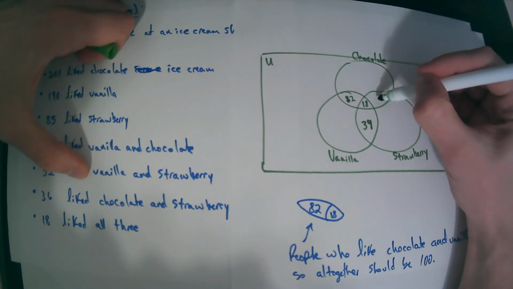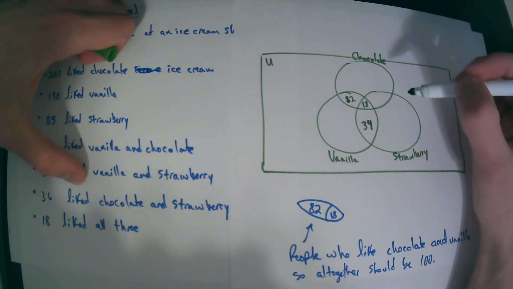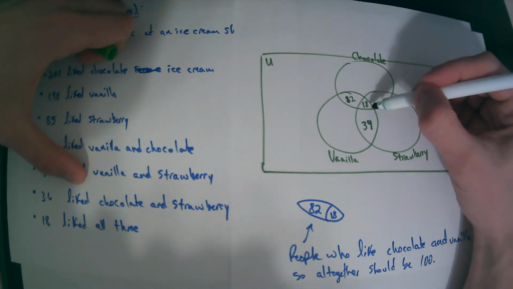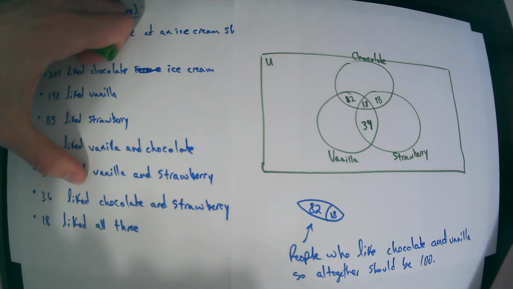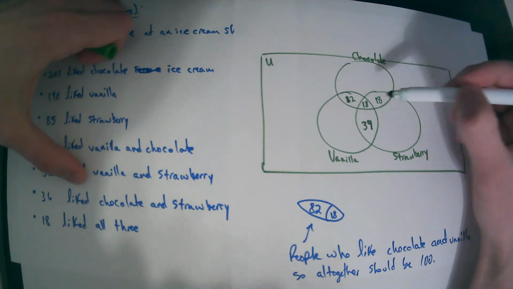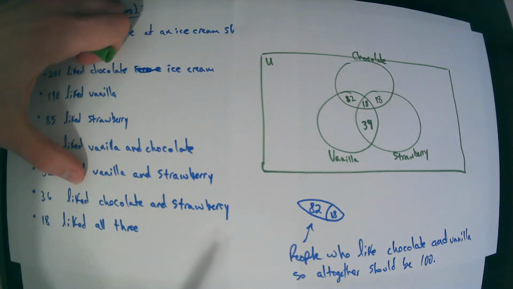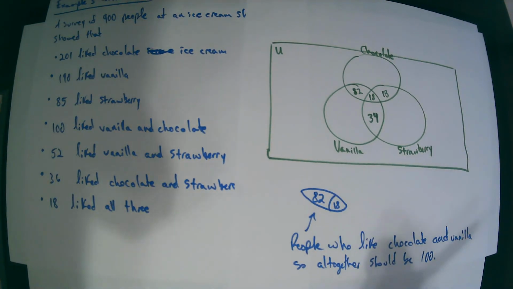Now, this last intersection, 36 people like chocolate and strawberry, but 18 of them also like vanilla. That's why they live here. So the other 18 must be here. And why is it also 18? Well, because 18 and 18 makes 36. Okay.